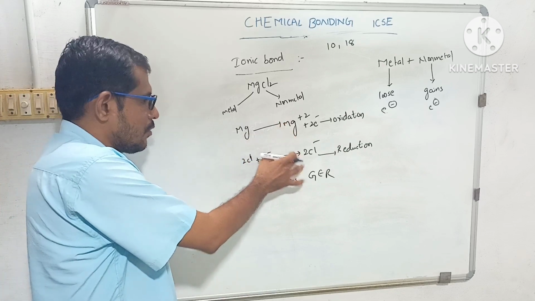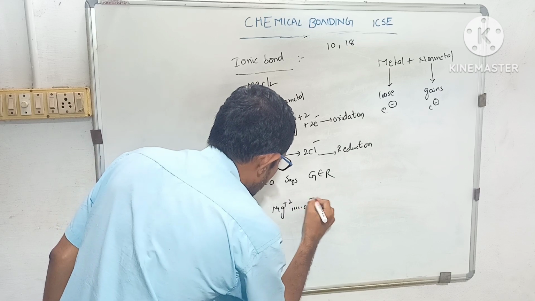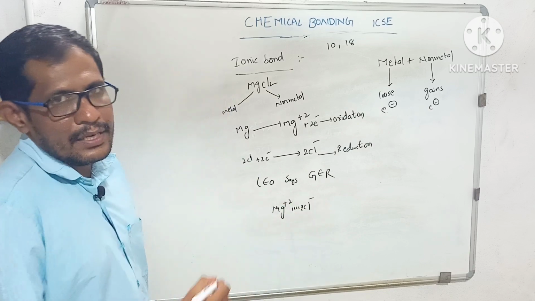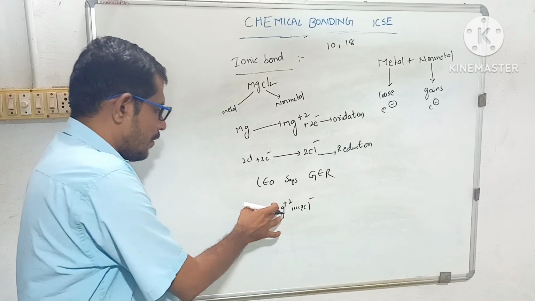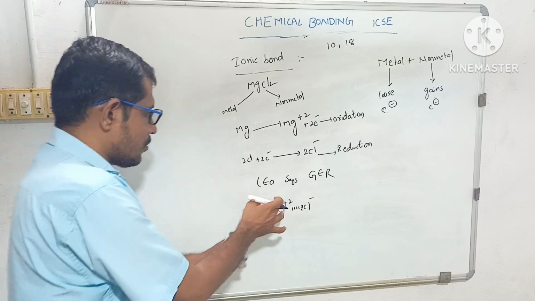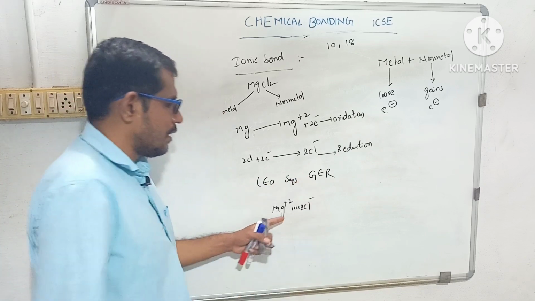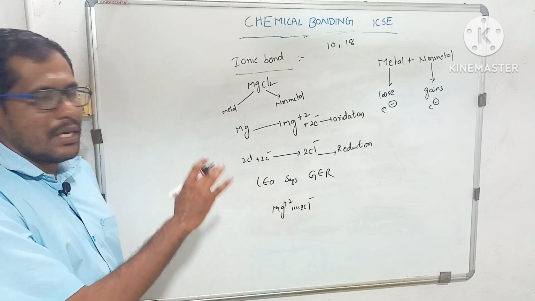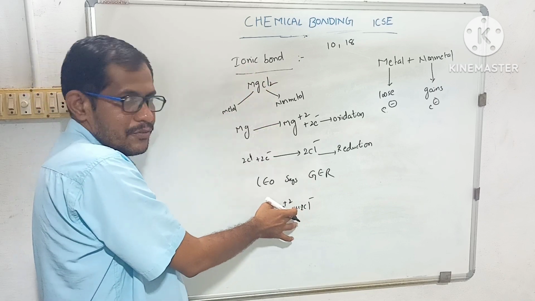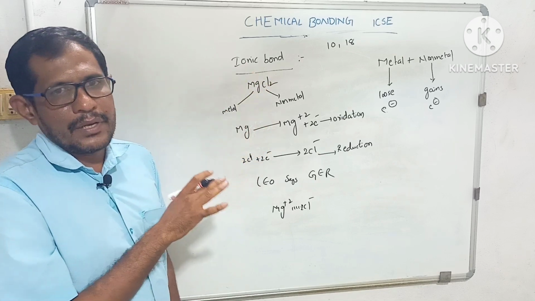Now we have positive charge and negative charge, so an electrostatic force will develop between the positively charged magnesium and these negatively charged 2 chlorine ions, right? A neutral magnesium is an atom; Mg2+ is a positively charged ion, and Cl minus is a negatively charged ion. So there is an electrostatic force developed between the positively charged Mg2+ and the negatively charged 2Cl minus. This electrostatic force is the ionic bond. In such a way, we can write the ionic bond for magnesium chloride.